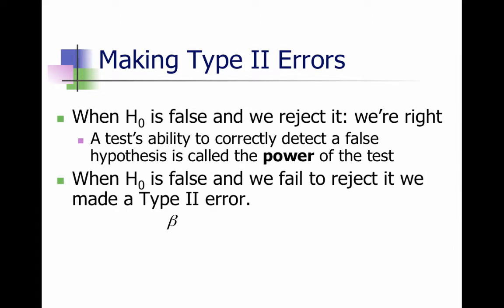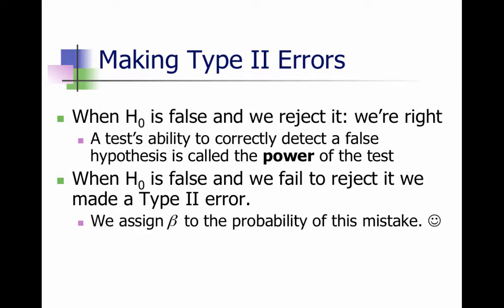When the null hypothesis is false and we fail to reject it, we make a type 2 error. That is bad. We assign beta, that's the Greek letter beta, to the probability of this mistake. We don't have to worry too much about beta. We're not going to actually be calculating it, but it is important to know.